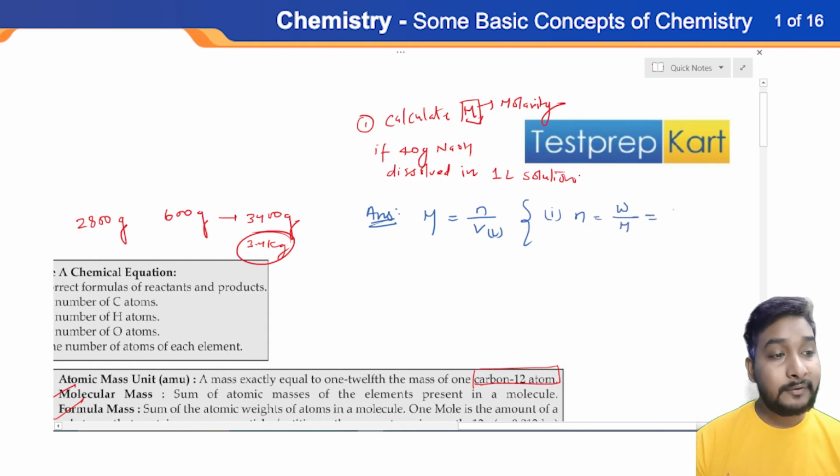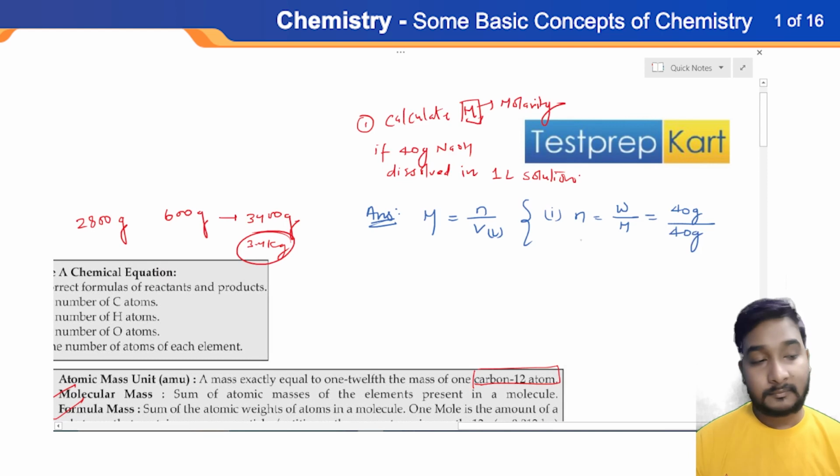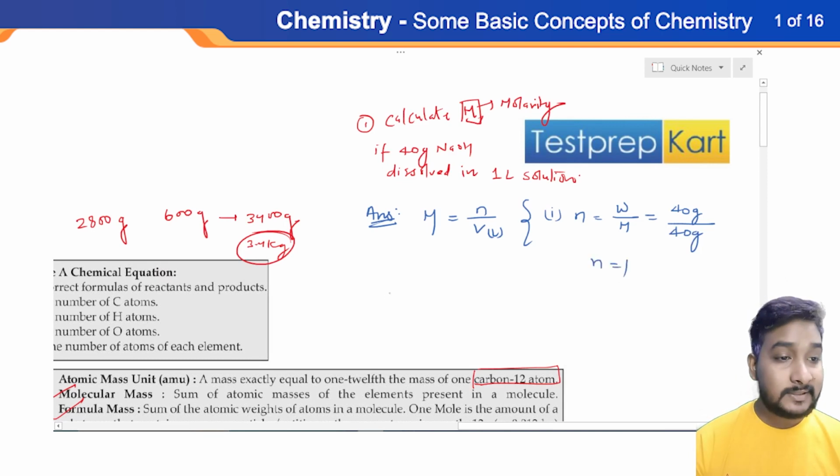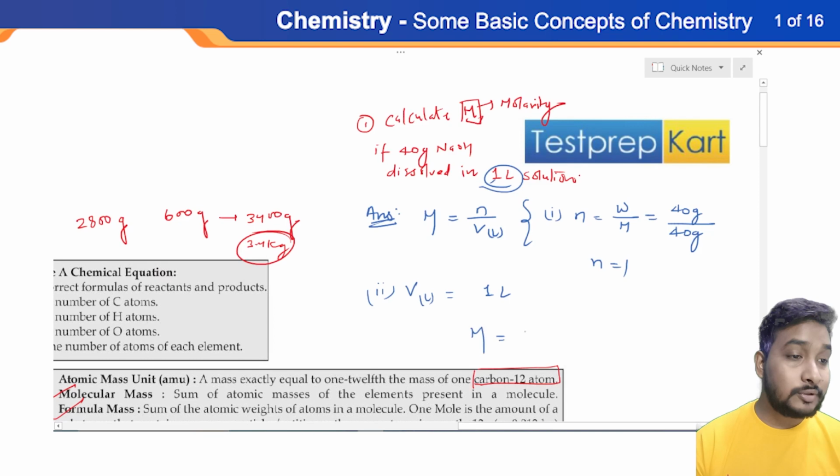So given weight of NaOH is 40 gram. You know that. And what is the molecular weight of NaOH? It's again 40 gram. So mole should be 1. Now second thing, do we have the volume? Yes, we have the volume in liters also, that is 1 liter. Now the answer should be M is equal to N by V. 1 upon 1 is equal to 1.